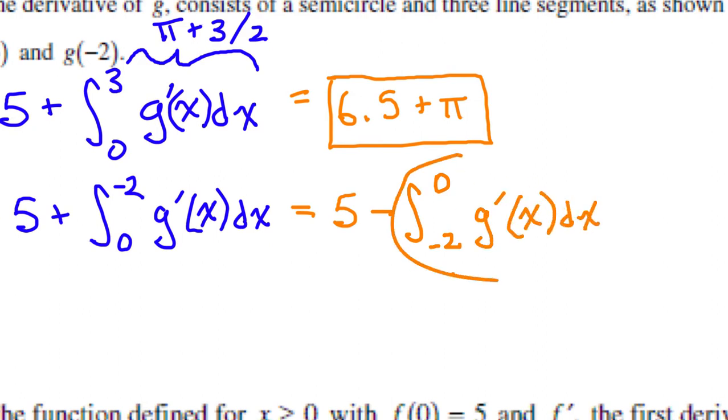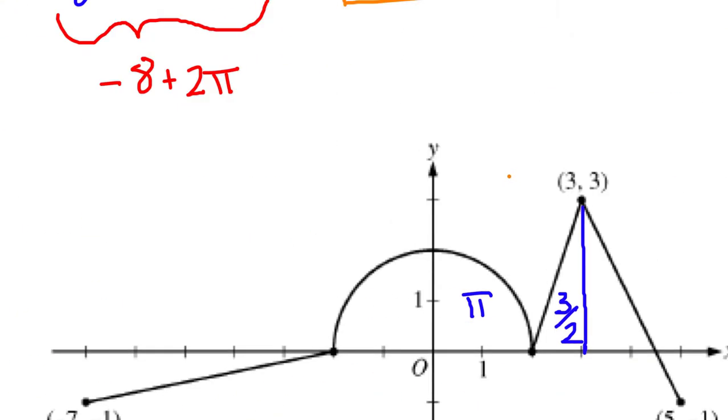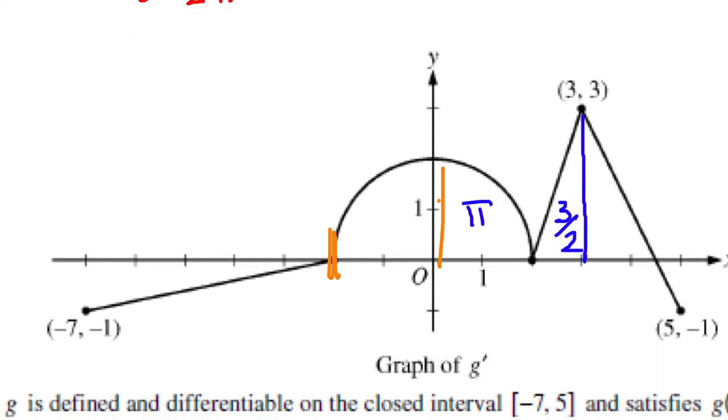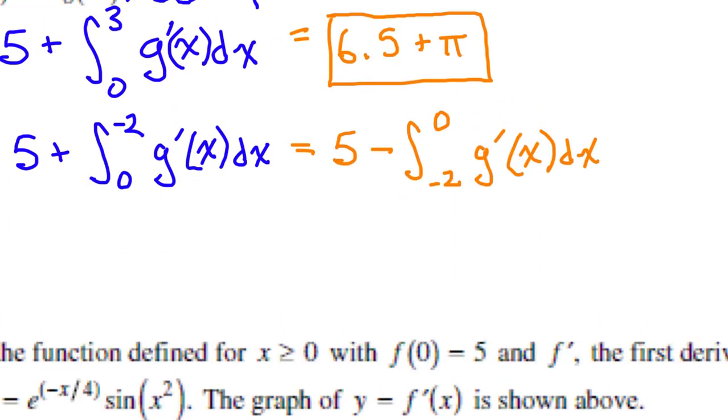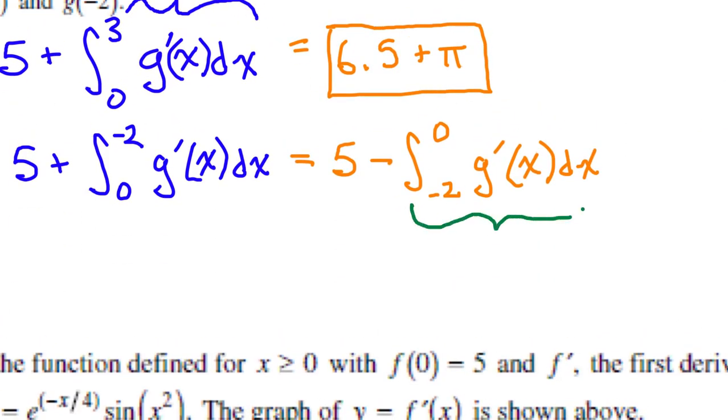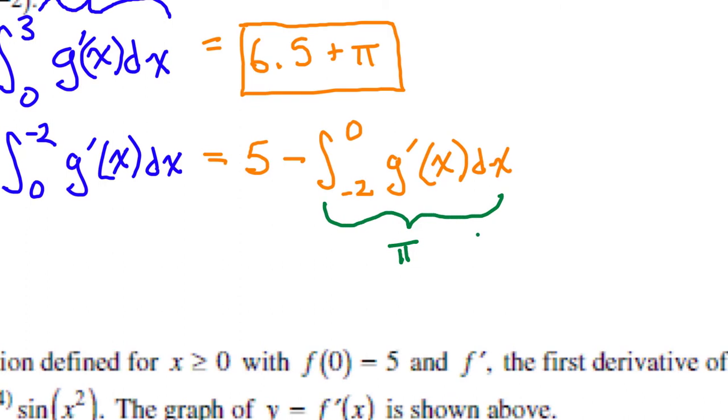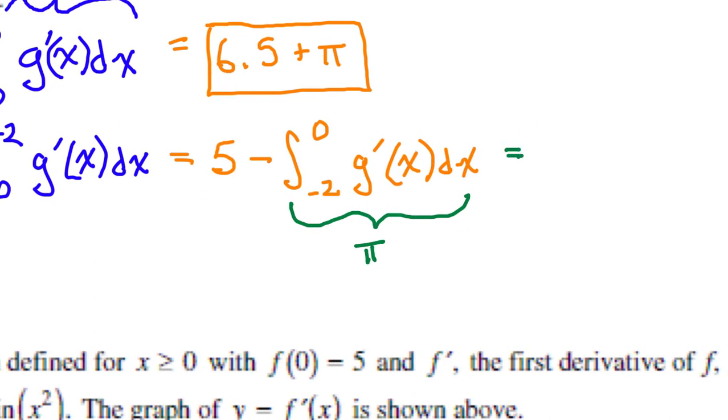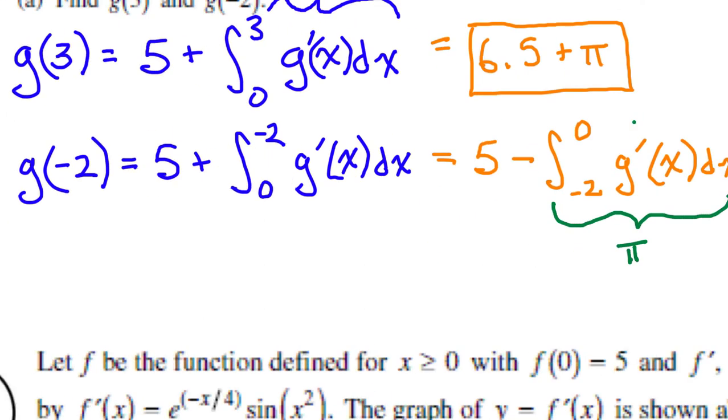Okay, so what is this area between negative 2 and 0? Oh, we already know that the quarter circle is pi. This is also pi. So this integral right here, that's pi. So the answer is 5 minus pi. I think I'm doing that right. 5 minus pi, yep. This is equal to 5 minus pi. Final answer, box. On to number 3.